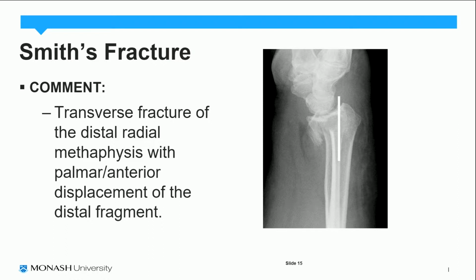Smith's fracture is the opposite of the Colles. That's where you fracture at the transverse part of the distal radius. However, the displacement is palmar or anterior, as in this case.